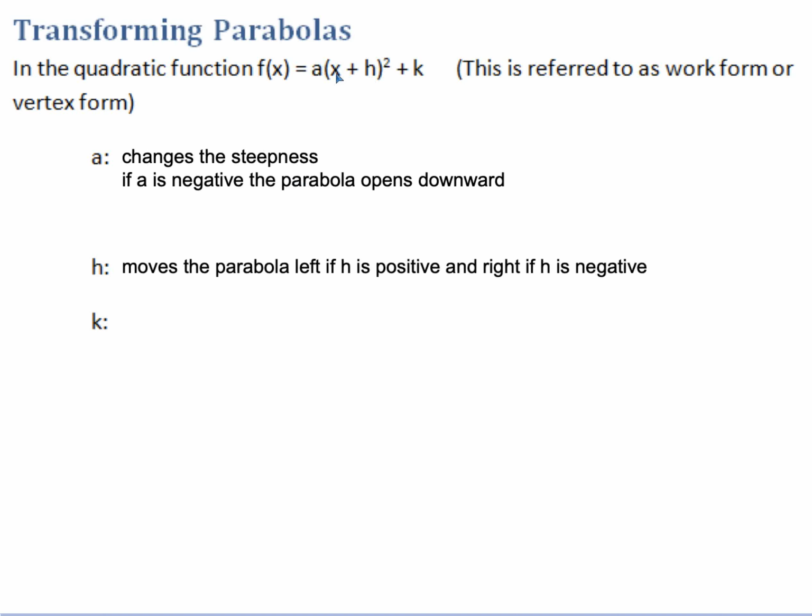h, adding something to the variable before you square it, moves it left or right, and it actually moves left if this is positive and right if it's negative. The reason is, it's actually the value of x that makes this thing 0. So if you had a positive 7 in here, a negative 7 would make it 0. And then k moves the parabola up if k is positive and down if k is negative.